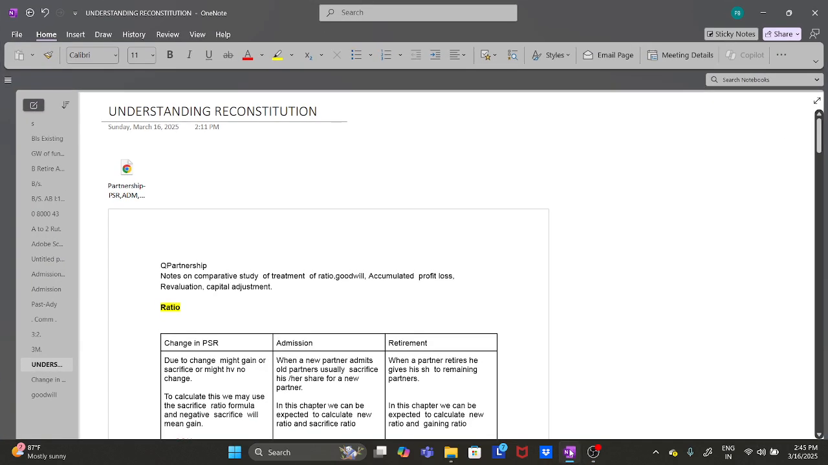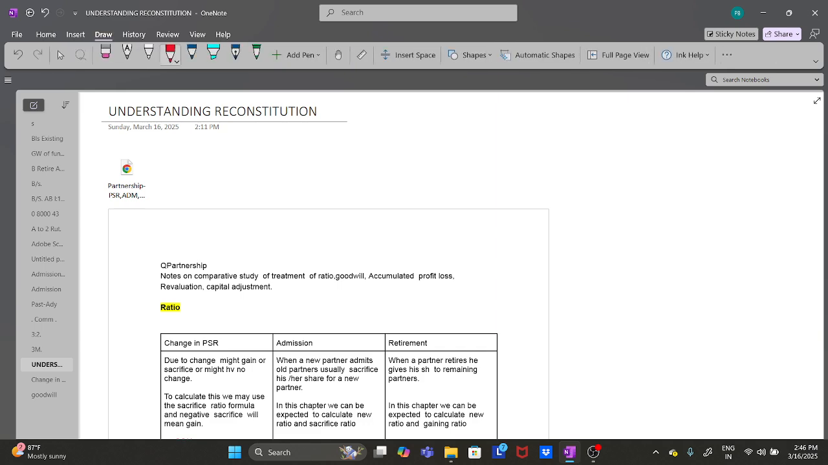Today we'll be trying to understand reconstitution in one go. What happens is we tend to get confused in admission, retirement, where, what to do. We forget and we get confused. For that, this is a comparative study made for your reference. Before we do that, what are the areas we need to study?